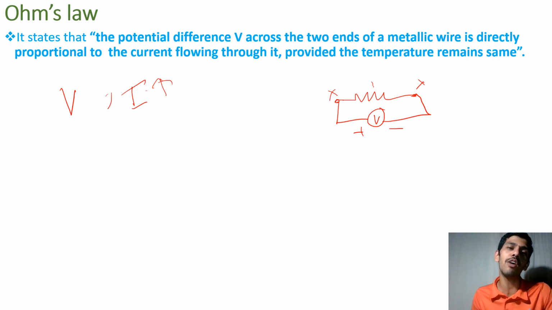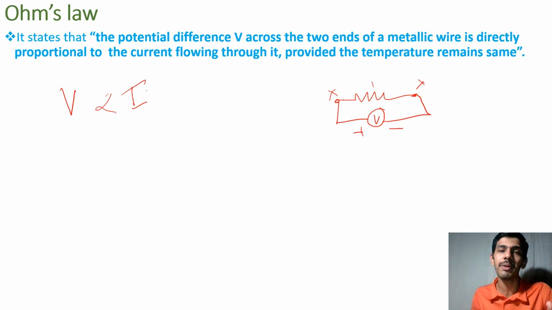That is the meaning of directly proportional. As V increases, I also increases. Or when V decreases, I also decreases. Now V is directly proportional to I, provided, that statement is very important.